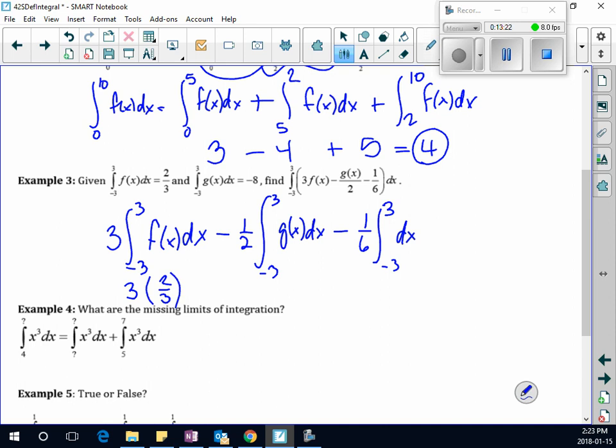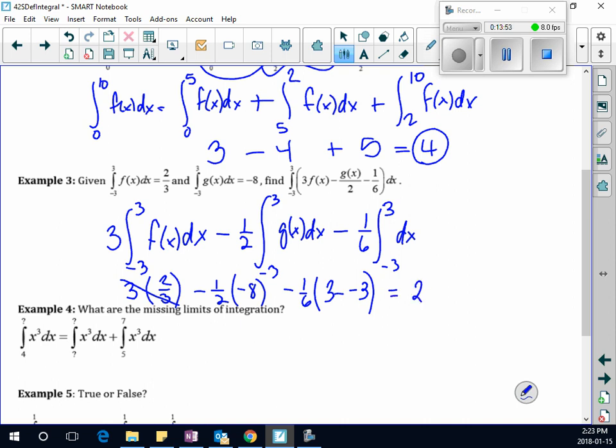And then this is 1/2 times what's g of x equal to? Minus 8? Yes? And then this is equal to minus 1/6 times 3 subtract negative 3. This is a rule we learned, right? Where we have that constant, and it's just that rectangle of that minus that. Okay, so the 3 and the 2/3 will cross cancel, and we're left with 2.